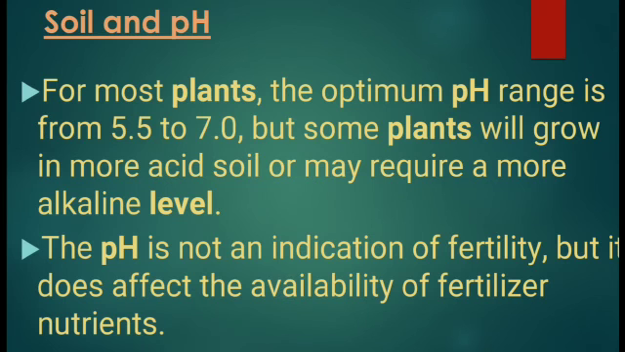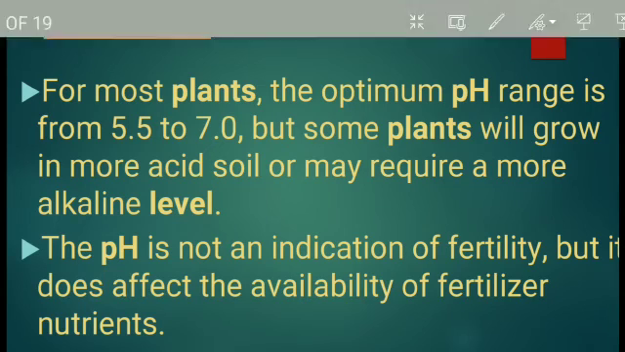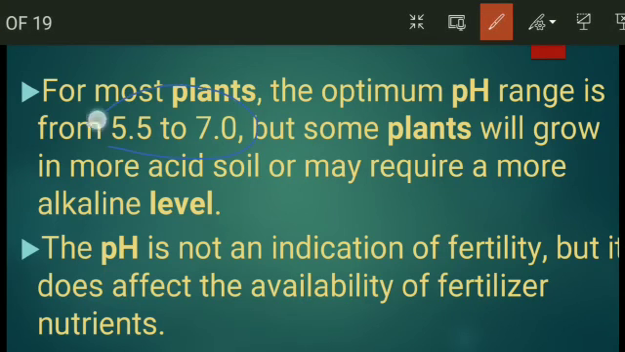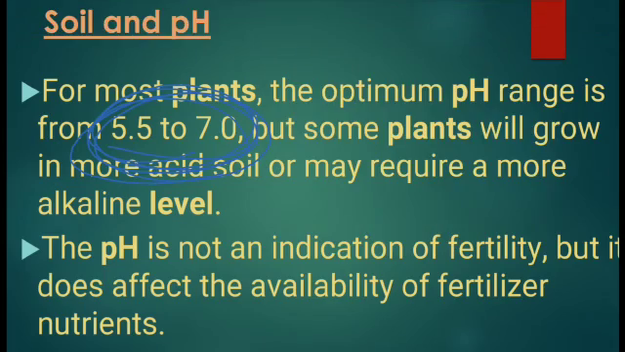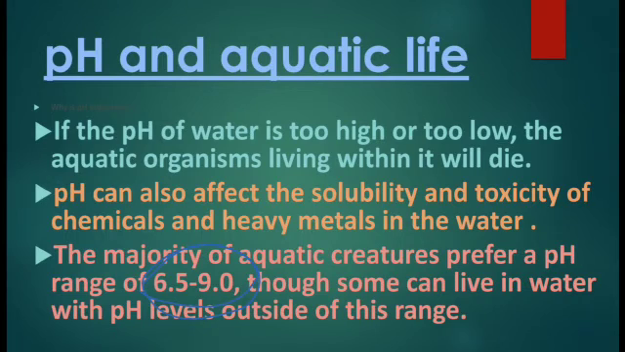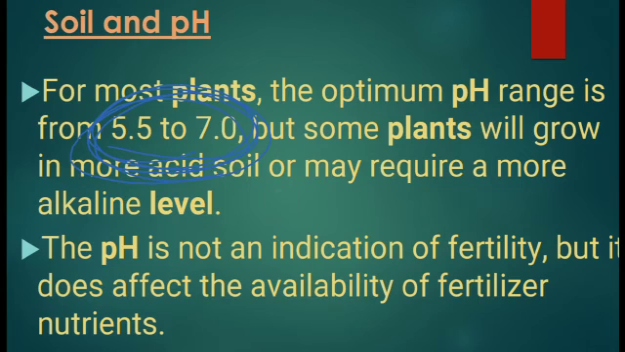So the last topic is the pH that most plants prefer. Like human bodies, plants also will live in the range of 5.5 to 7, but some plants will grow in more acidic soil or require a more alkaline one. So the pH of soil should be from 5.5 to 7. Then only the plants will live, or even animals also. If you see the aquatic animals, they will live in the scale between 6.5 to 9, and plants 5.5 to 7. So this is the importance of pH.